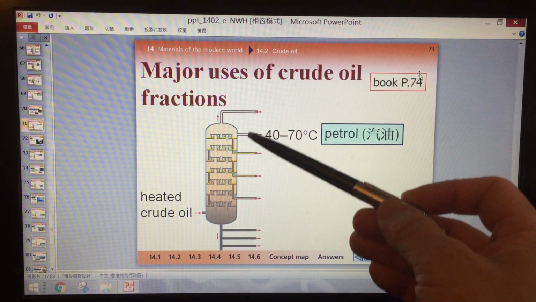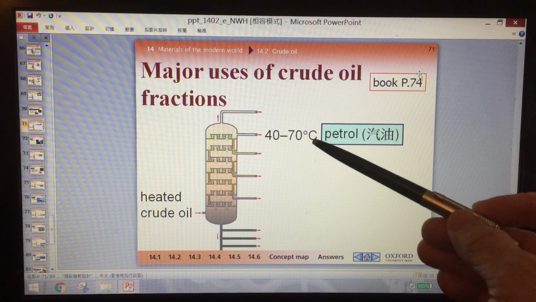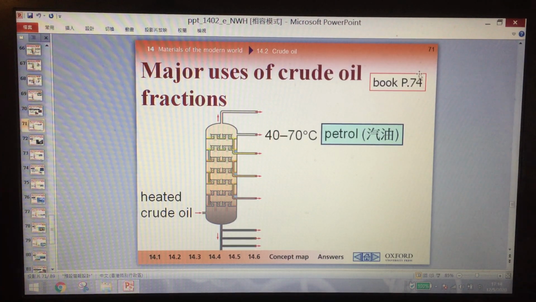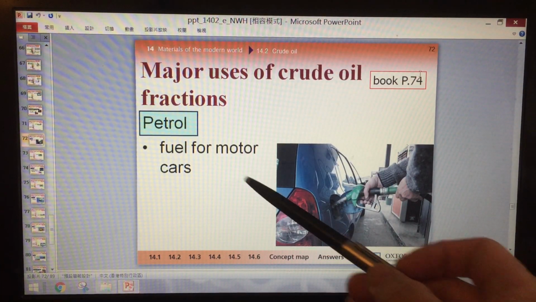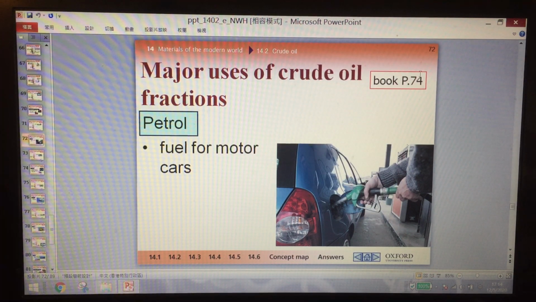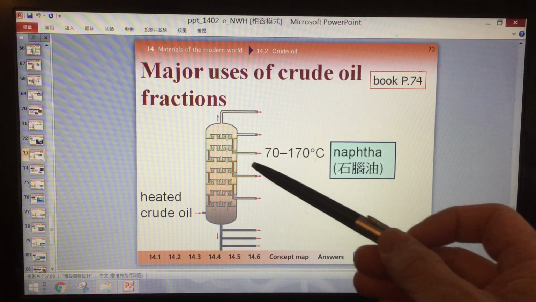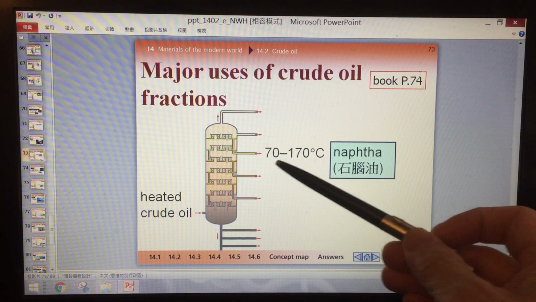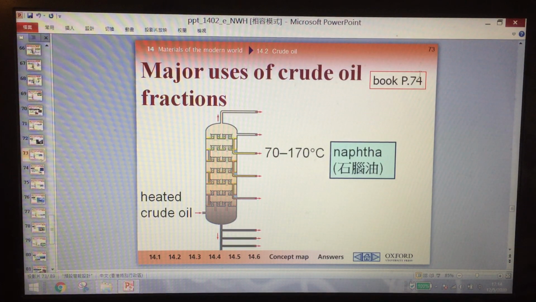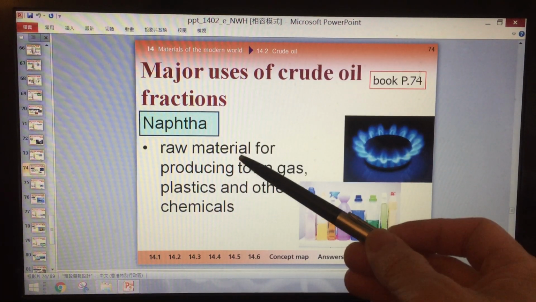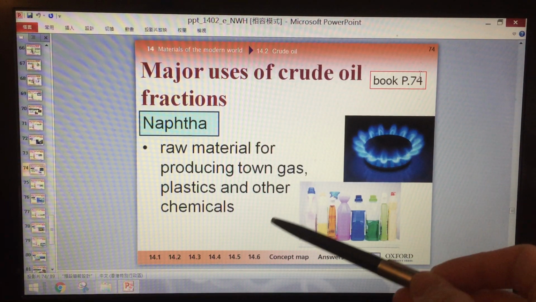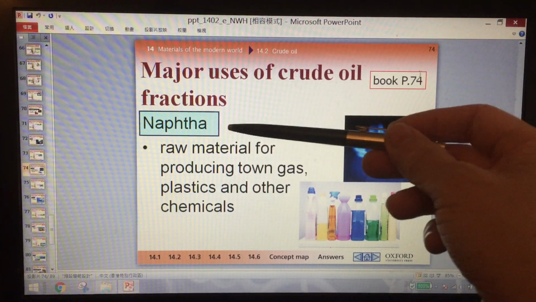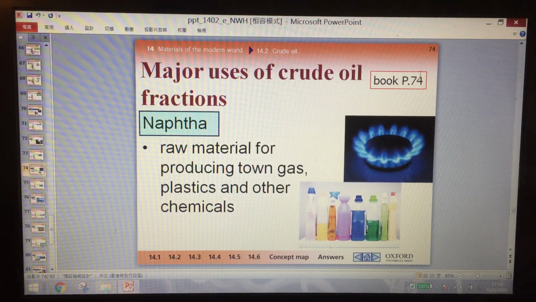We use these for cooking or to make hot water for shower or bath. Okay, a little bit larger size molecule, and the boiling point is 40 to 70 degrees Celsius. That is petrol. Petrol is fuel for motor cars. Okay, increase the size of the molecule and then the boiling point also increases. That is naphtha. Naphtha is a raw material for producing tank gas, plastics, and other chemicals. So this is a very important raw material.